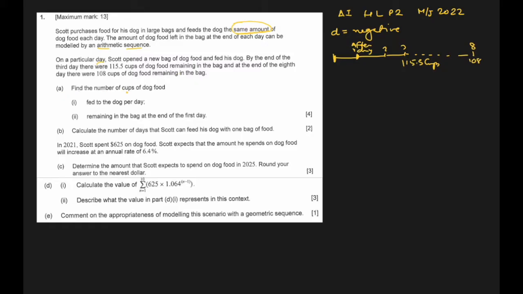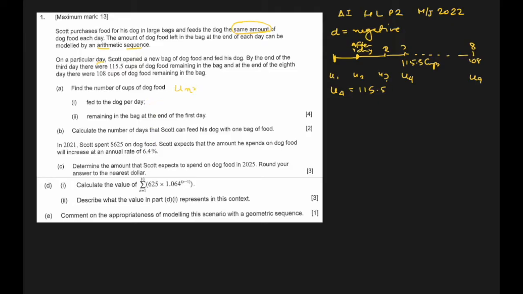A, find the number of cups of dog food fed to the dog every day. All right, since they're saying it's an arithmetic sequence, if we write this one as U1, this one as U2, this one as U3, you can see that this number U3 is one more than this. So this last one will be U9, and this will be U4. So what they're saying is that U4 is 115.5.